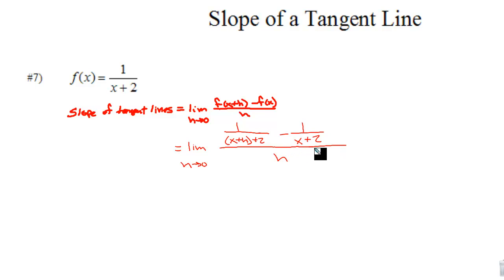This is prime, x plus 2. X plus h plus 2 is also prime. They are not the same prime factor. Therefore, they have nothing in common. This fraction needs an x plus h plus 2 on the bottom. If you multiply it by the bottom, you got to also multiply it by the top. This fraction needs an x plus 2 on the top and the bottom.